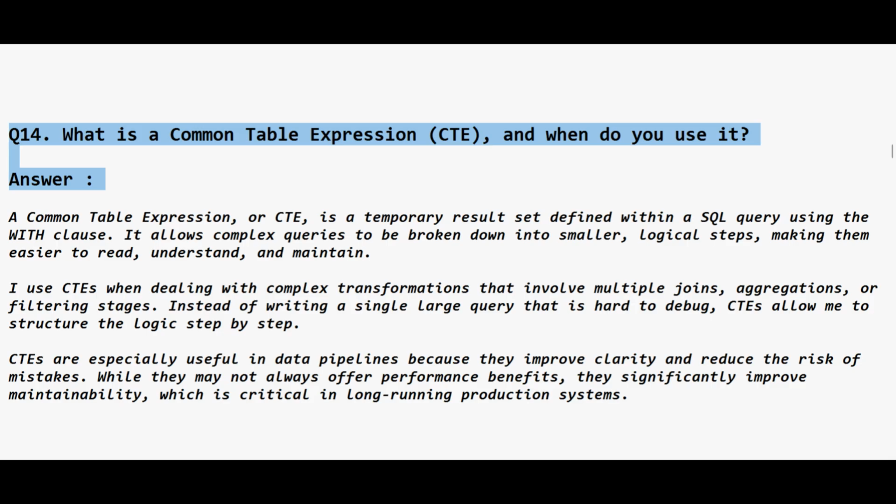Instead of writing a single large query that is hard to debug, CTEs allow me to structure the logic step by step. CTEs are especially useful in data pipelines because they improve clarity and reduce the risk of mistakes. While they may not always offer performance benefits, they significantly improve maintainability, which is critical in long-running production systems.